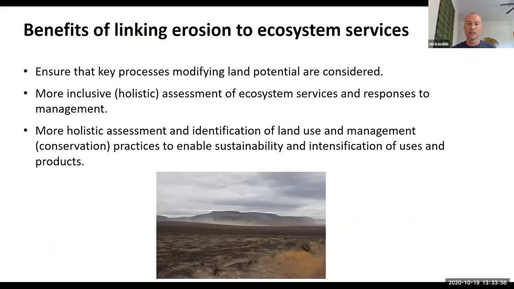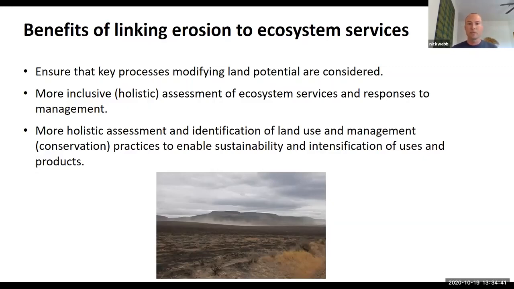If we can address these challenges, then there are going to be a number of pretty large benefits of linking erosion estimates to ecosystem services. And some of these include ensuring that we link these key processes that are modifying land potential to the decision support systems that we're using to inform management of rangelands. We can ensure that our assessments are more inclusive or holistic of different ecosystem services and their responses to management. And we can make more holistic assessments and identification of land use and management practices to support long-term sustainability of our agroecosystems, as well as intensification in areas where that's possible and appropriate.